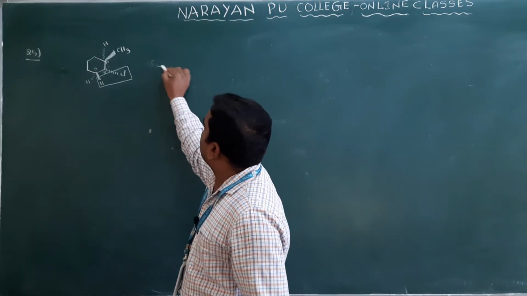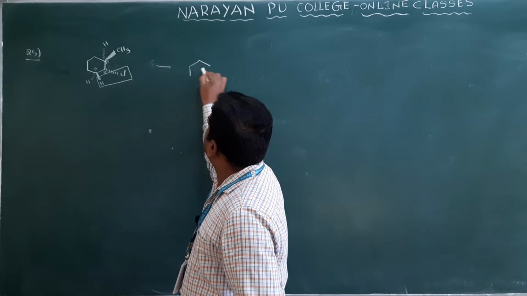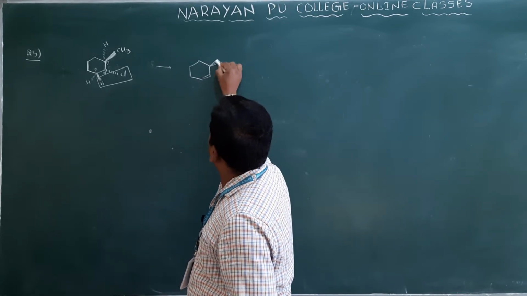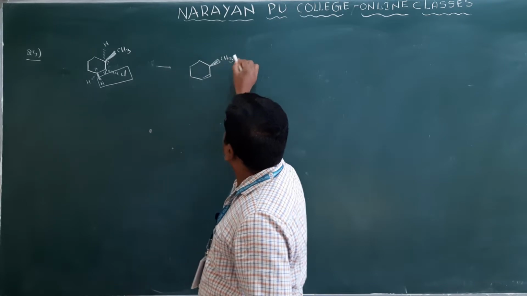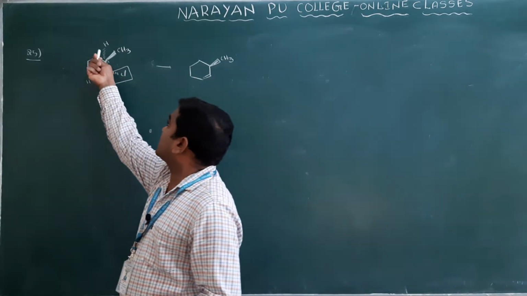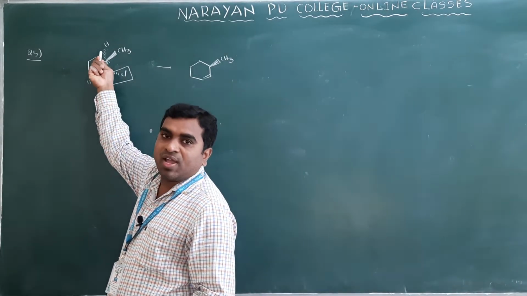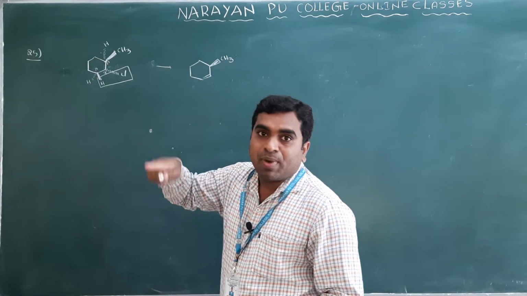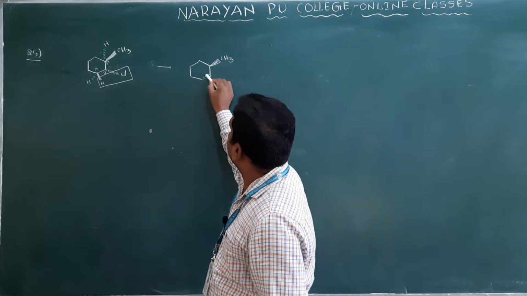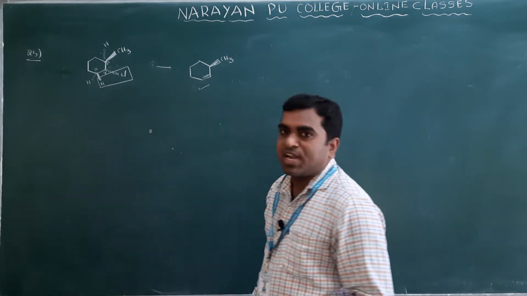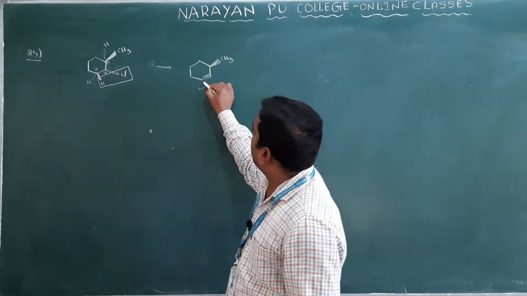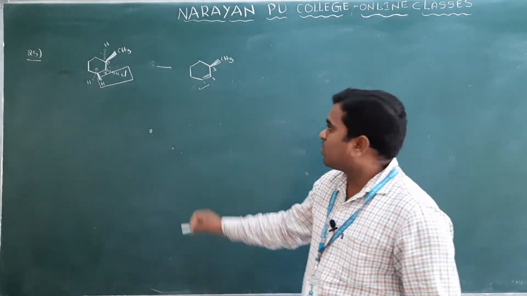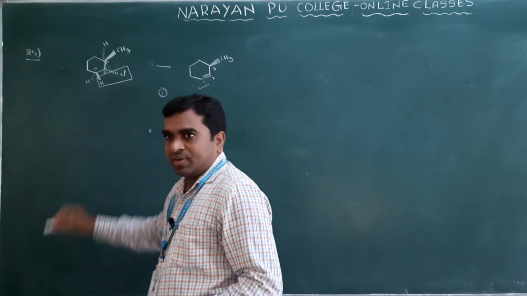So what product will you get? You will get the product with a double bond here and CH3 here. Will this other hydrogen be removed? No, it won't, because that chlorine and hydrogen are in the same plane, and it must be anti position. So you will get only this product. The name of this product is 3-methylcyclohexene. So option 1 is the correct one.